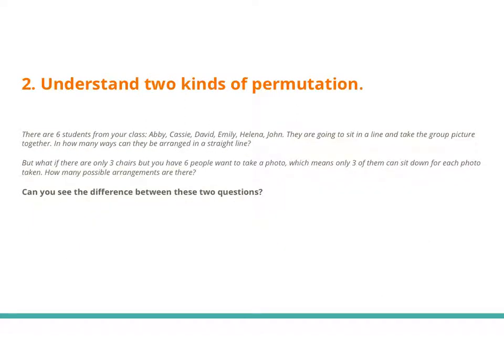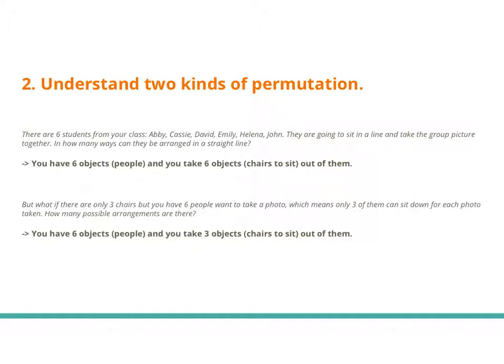If you look at these 2 examples we just talked about, can you see any differences between these 2 questions? Yes, the difference is that for the first problem, we have 6 chairs to sit. But for the second problem, we only have 3 chairs to sit. So that means we have to select 3 people to sit on the chairs out of 6 of them.